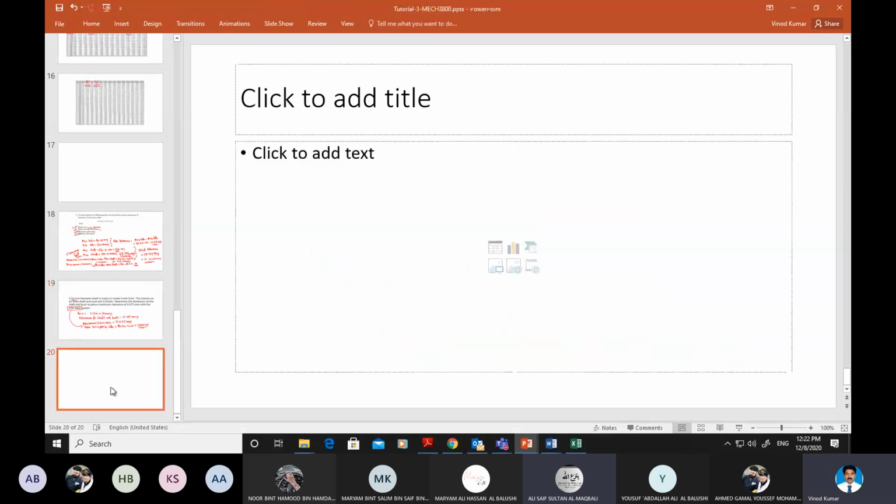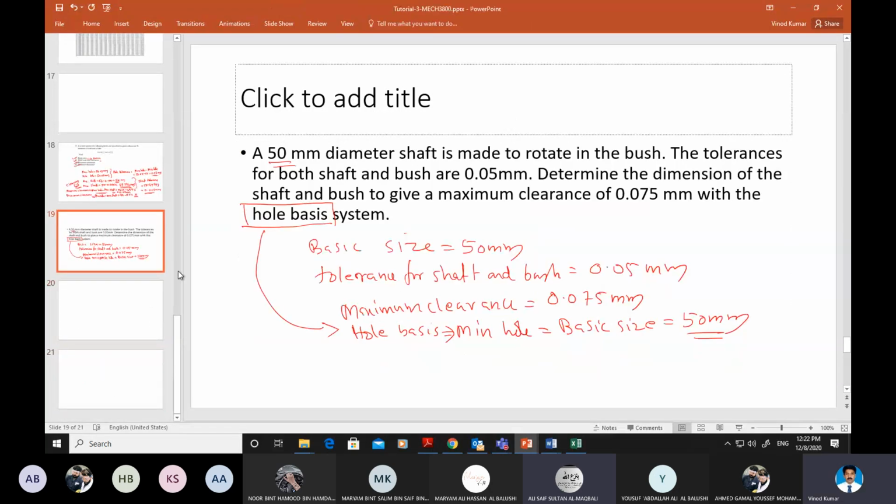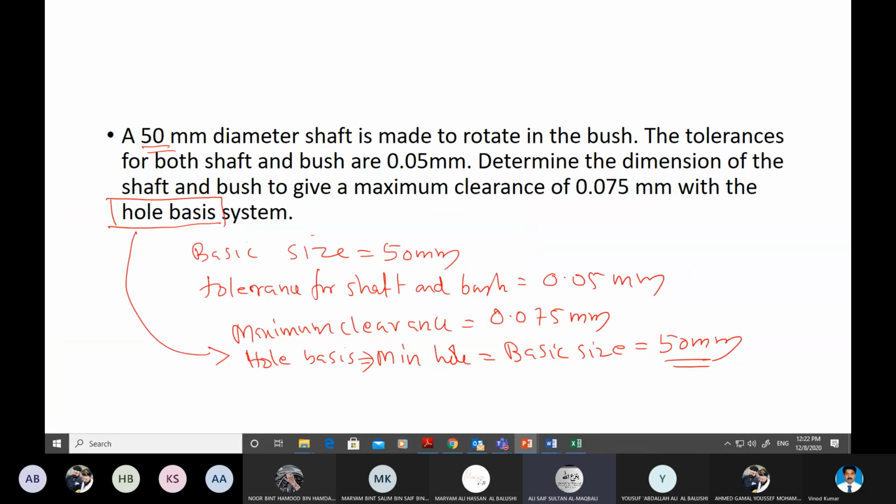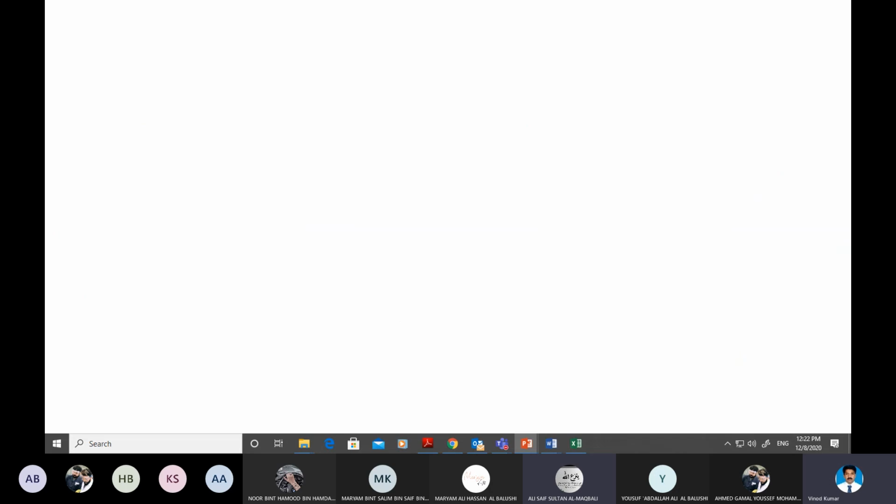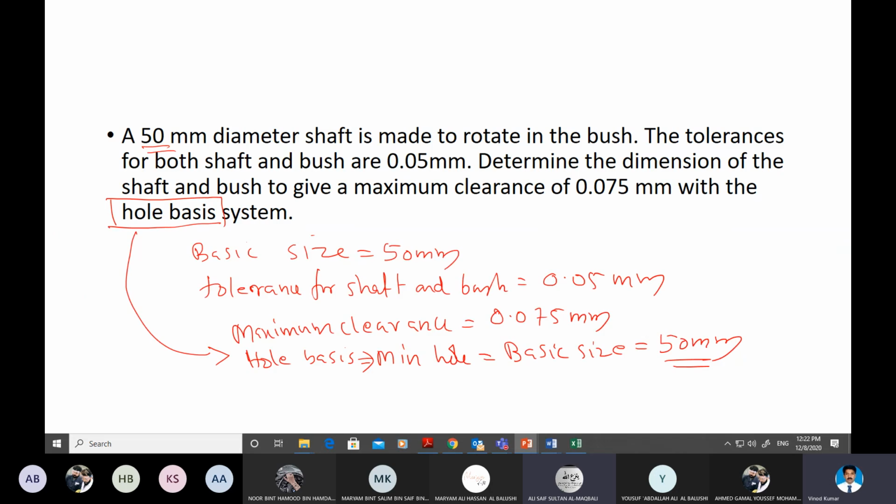Now this is all about the question. If you see the next one, what we have to calculate? Dimensions of the shaft and bush. Bush is the hole. Shaft and hole dimensions. Maximum clearance is given. What is maximum clearance?